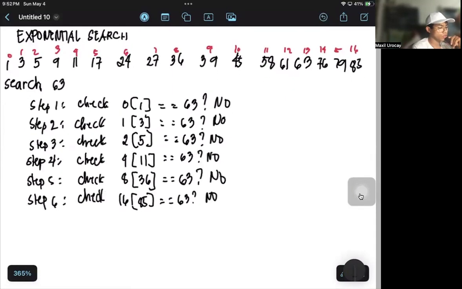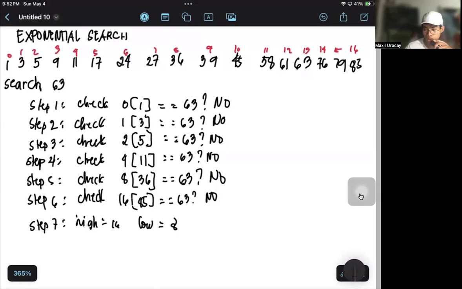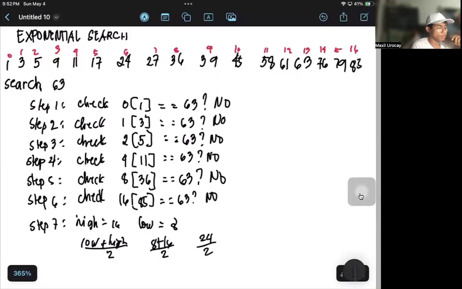How to perform a binary search? In your step 7, you'll be going to declare high is 16, low is 8. Therefore, in your binary search, the formula for that one is low plus high and then divided by 2, right? So low is 8 plus 16. If you're going to calculate that one, 8 plus 16, that is 24 divided by 2. 24 divided by 2, that is 12. So we'll check right now.